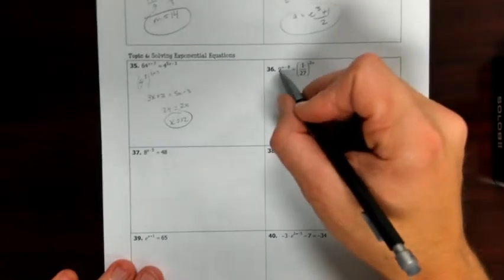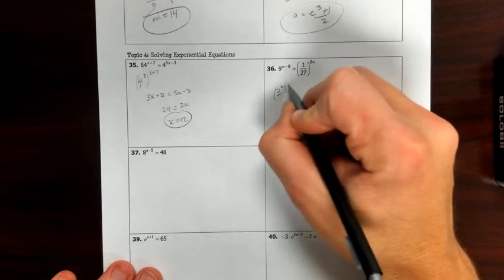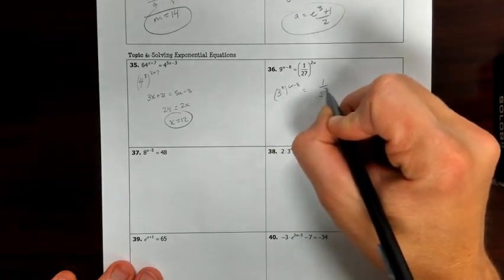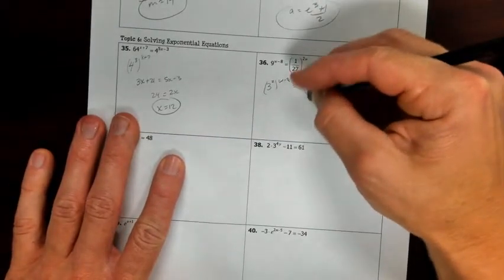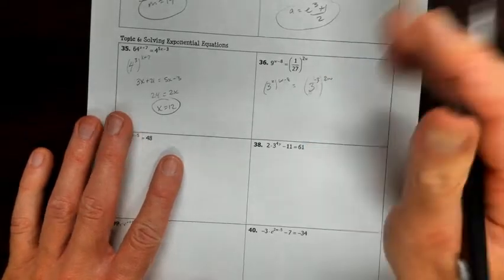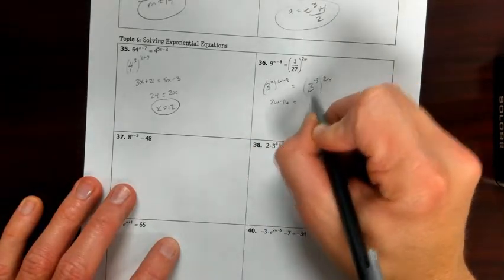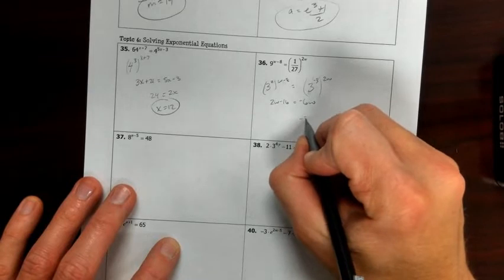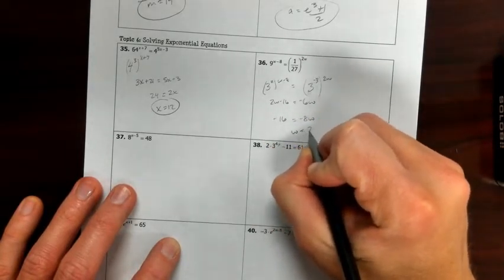Over here, same thing, we got 9w minus 8, so we could write that as 3 squared. W minus 8 equals 1 over 3 to the 3rd. Or I could say, I guess 3 to the negative 3 is what I should say. Right, it's the same base. The 2w. Okay, so we've got 2w minus 16 is equal to negative 6w. And we get negative 8w is equal to negative 16. So w equals positive 2.